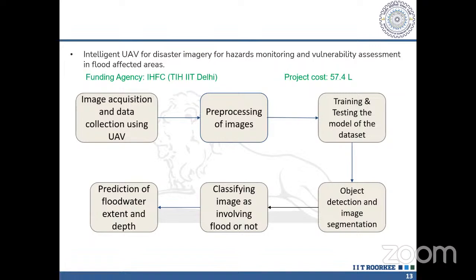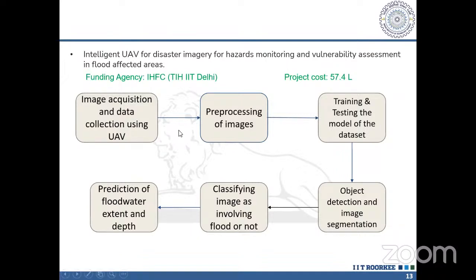And intelligent UAV for disaster imagery for hazards monitoring and vulnerability assessment in flood affected areas. Here we are working on imaging applications, and we got funding for this project around 57.4 lakhs. The funding agency is the TIH, IIT Delhi. It is a TIH of IIT Delhi. And we have collaborated on this project with the University of Norfolk, Virginia, USA.